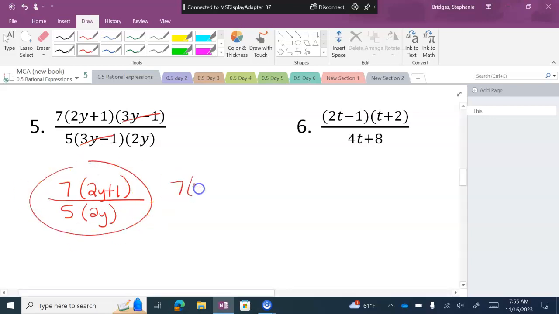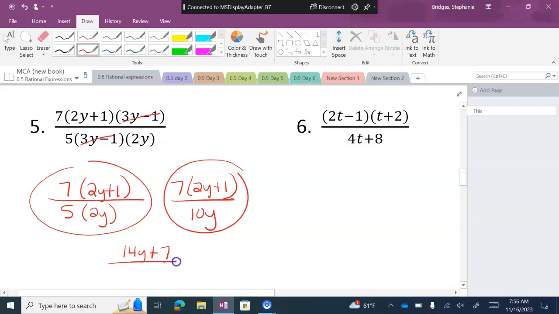You could also leave it like this. Or if you wanted to, you could leave it like this, okay? I probably would just leave it the first way just because it's less work to do and leaves for less room for error. Okay. Now let's take a look at 6.